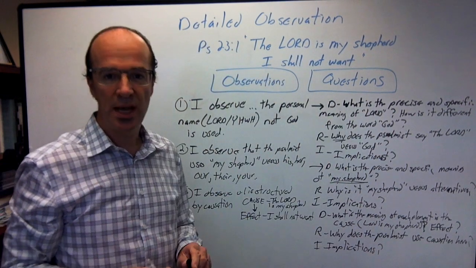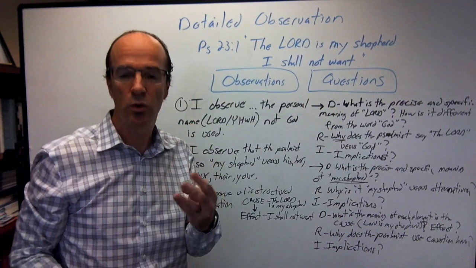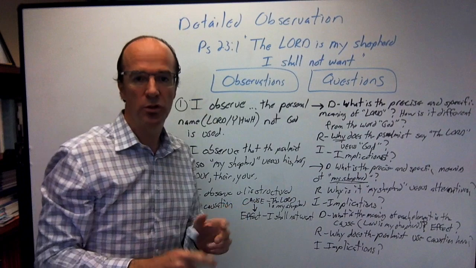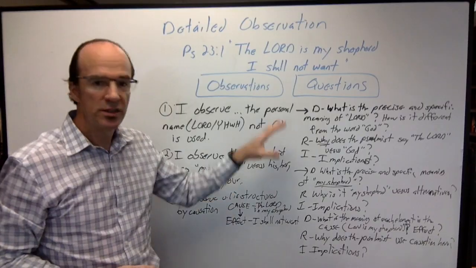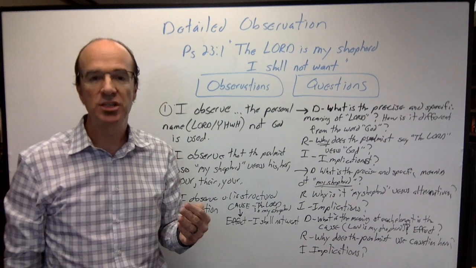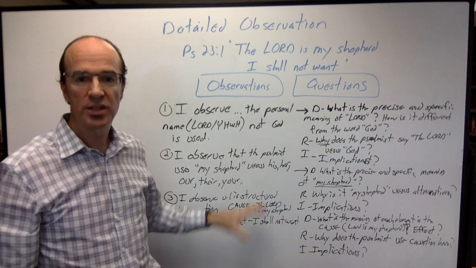Okay, that gives you 3 examples. Again, for each observation, you want to ask at least 3 questions, one of which should be definitional, one which should be rational, one which should be implicational. Okay, as you can see, we've done 3 observations. Now I can imagine doing dozens of observations here. This is just scratching the surface.